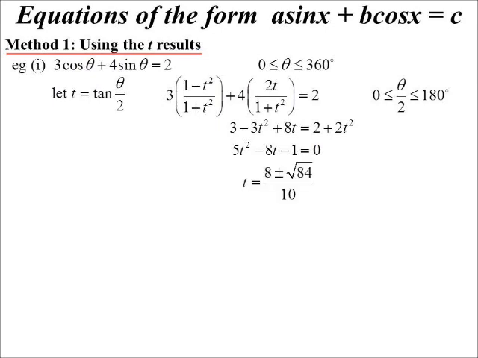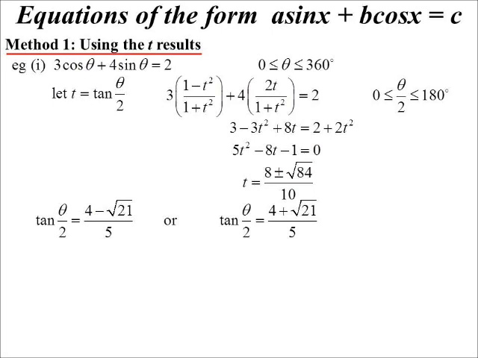So t ends up, well, it's not a nice answer, but it's an answer: 8 plus or minus the square root of 84 over 10, which of course does tidy up. But remember, t represented tan theta on 2. So tan theta on 2 is either 4 minus the square root of 21 on 5 or 4 plus the square root of 21 on 5. Let's now work out our possibilities for theta on 2. 4 minus the square root of 21, positive or negative? Negative. Okay. So tan theta on 2 is negative.